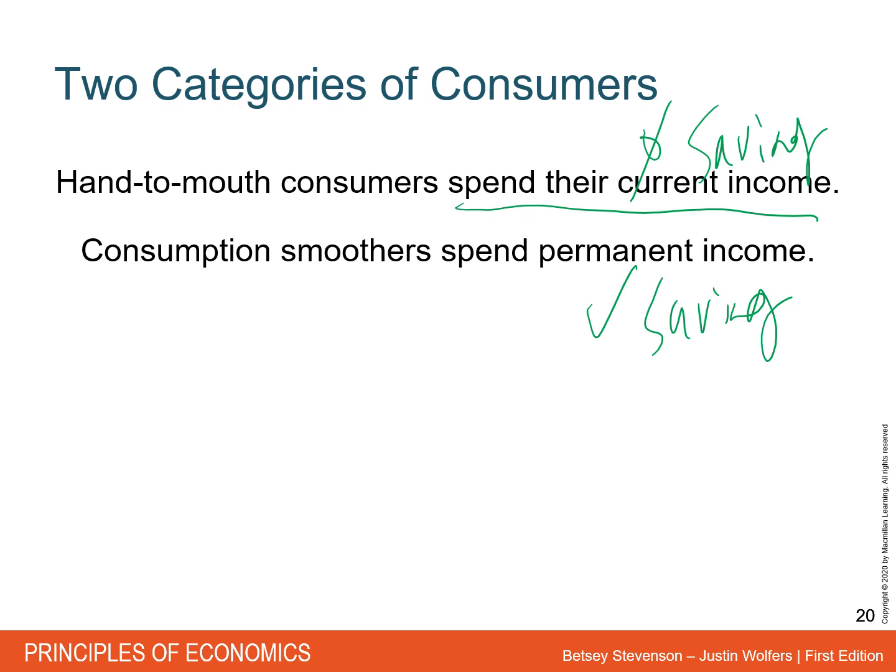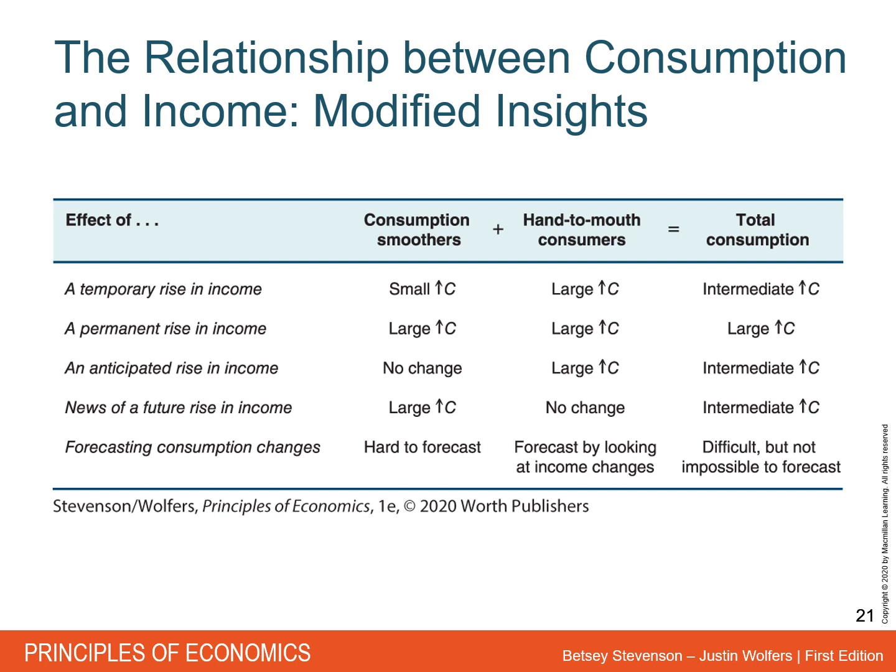All right, so whenever you have a temporary change in your income, you're going to see a very small change in consumption for consumption smoothers, but a big change for hand-to-mouth consumers. Because hand-to-mouth consumers really depend on their current income level, right? So however much the income changes, that will change their overall consumption for this time because they have no saving whatsoever. And the same thing with a permanent increase in income. So both consumers see a big change in consumption.